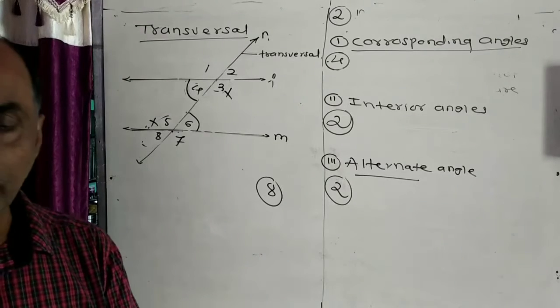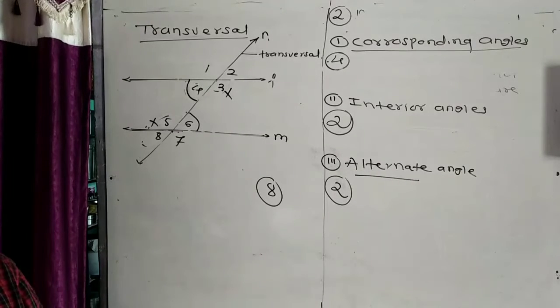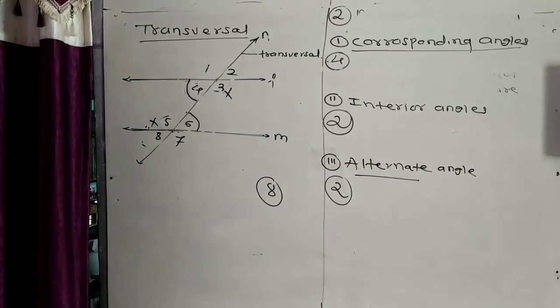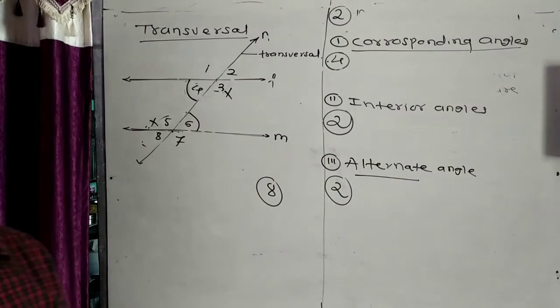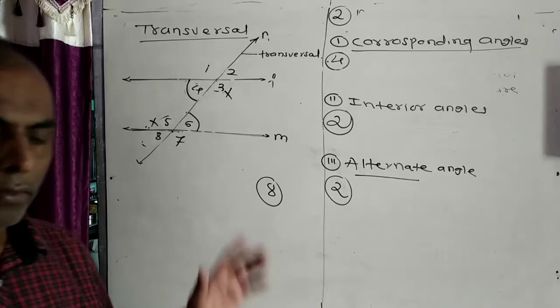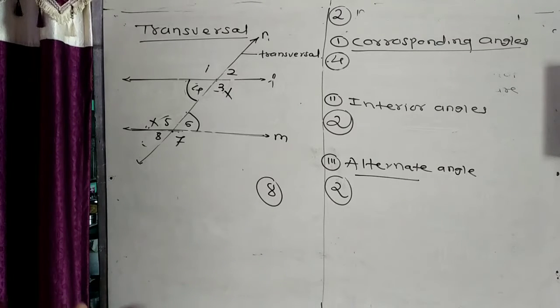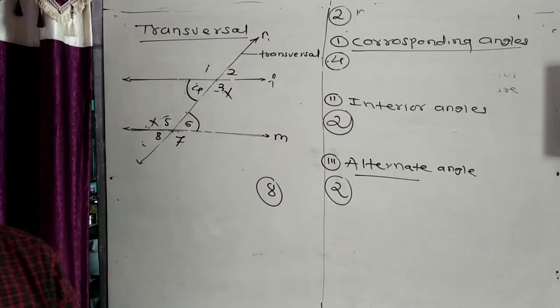So these are the three types of pairs of different angles formed by a transversal when it intersects two lines at two distinct points. So in this way we have to write down all the pairs of the corresponding angles. We have written it already in the PDF.